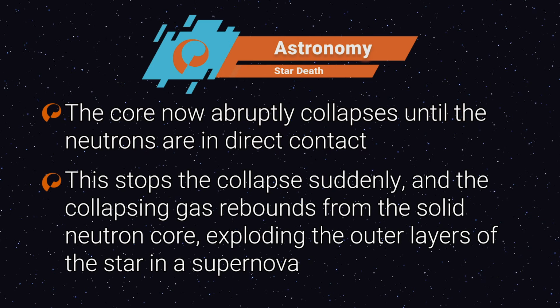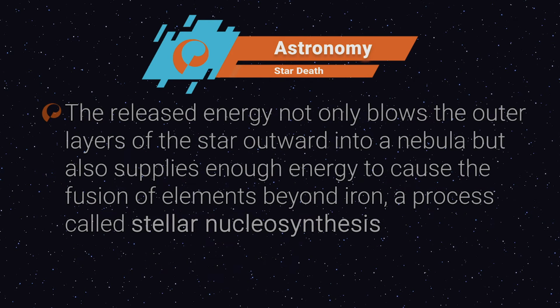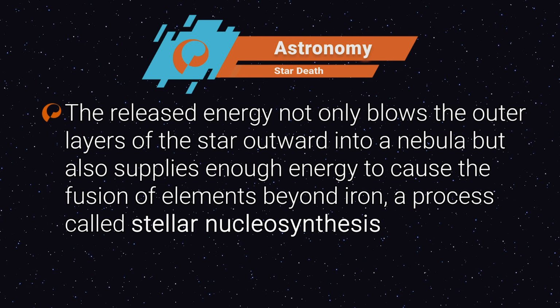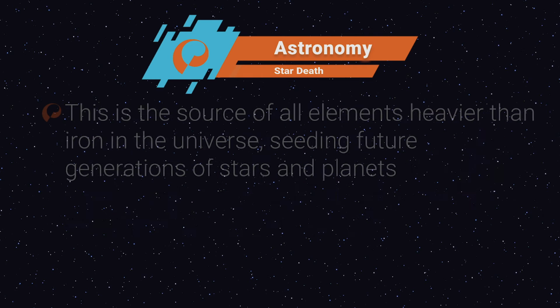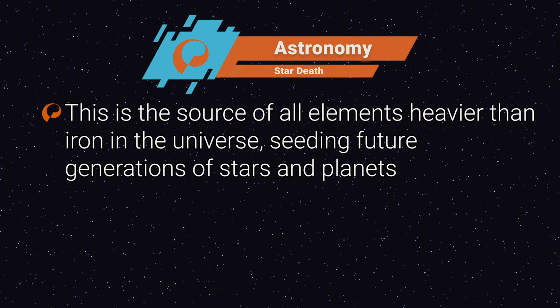This stops the collapse suddenly, and the collapsing gas rebounds from the solid neutron core, exploding the outer layers of the star in a supernova. The released energy not only blows the outer layers of the star outward into a nebula, but also supplies enough energy to cause the fusion of elements beyond iron, a process called stellar nucleosynthesis. This is the source of all elements heavier than iron in the universe, seeding future generations of stars and planets.